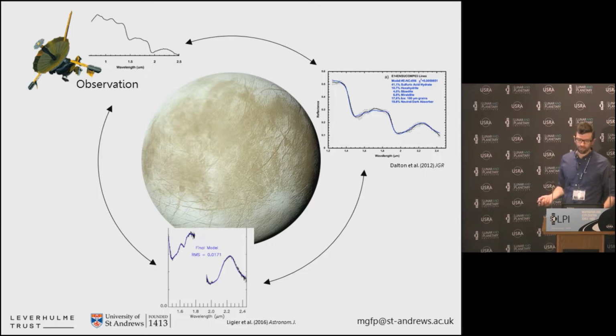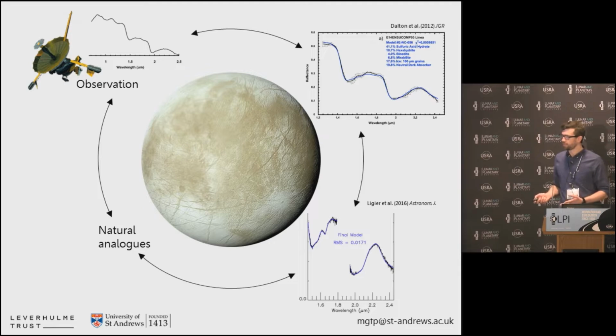One example of how that works on Europa is, as we've been talking about, we have these near-infrared spectra, and we measure candidate materials as pure phases in the lab under relevant conditions, and then use models to best fit mixtures of those to the Europan data to try and understand surface composition.